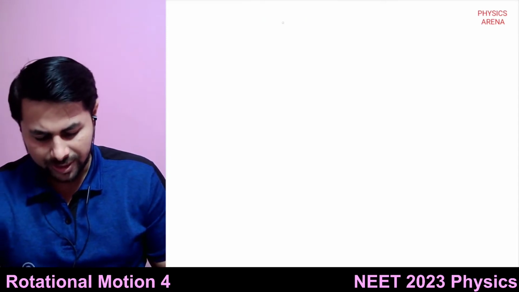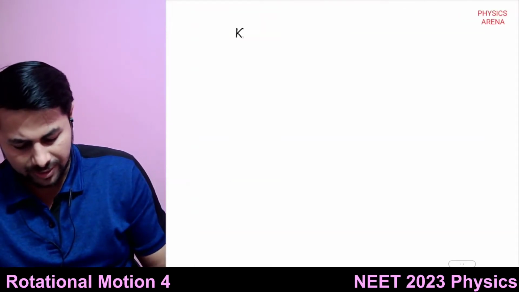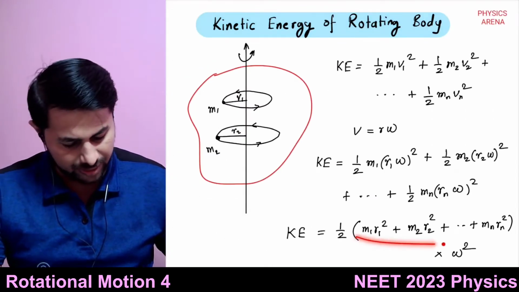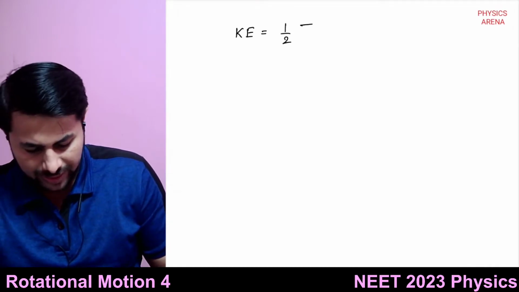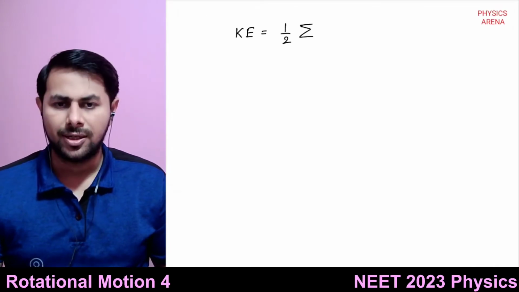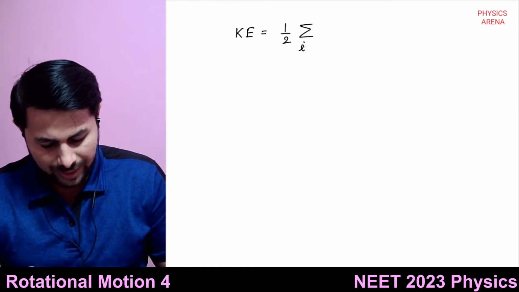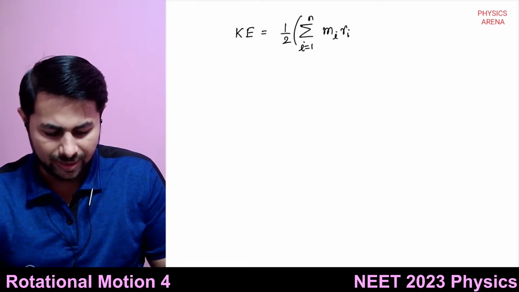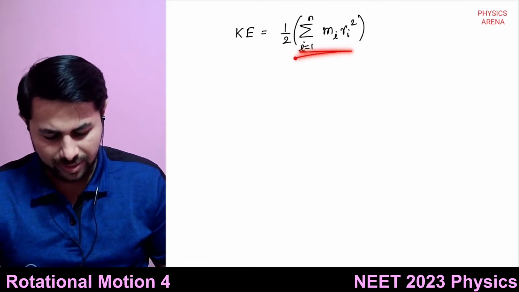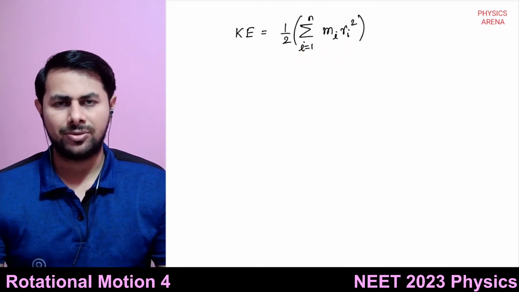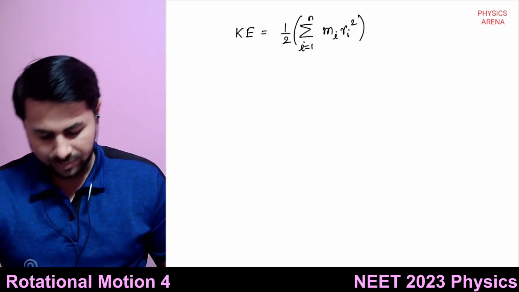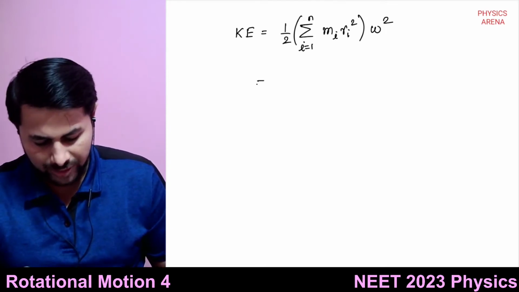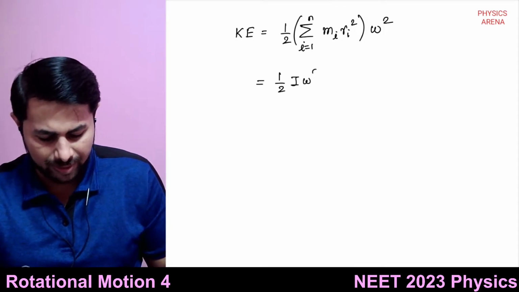So what is moment of inertia? This equation can be written as kinetic energy equals half of this term, which we can write in short form using the summation symbol: i goes from 1 to n, summation of mi ri square. This term is known as the moment of inertia. So see, kinetic energy is equal to half of this term multiplied by omega square, or we can write this as half of I multiplied by omega square.